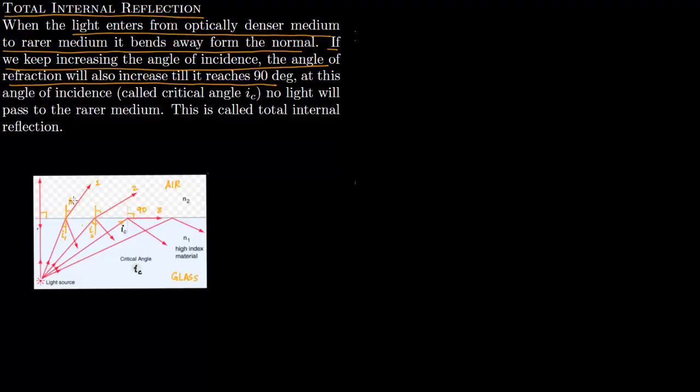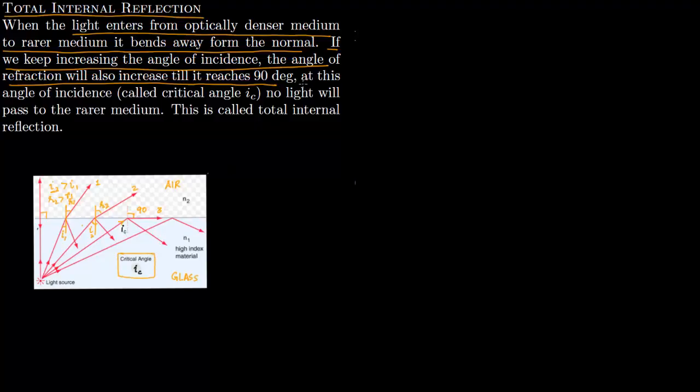Here the angle of refraction was R1, this is R2. As you increase the angle of incidence, the angle of refraction also increases. So I2 was greater than I1, and this implies R2 is greater than R1. You keep increasing the angle of incidence, and the angle of refraction keeps increasing. When it reaches 90 degrees, the angle of incidence is called the critical angle.